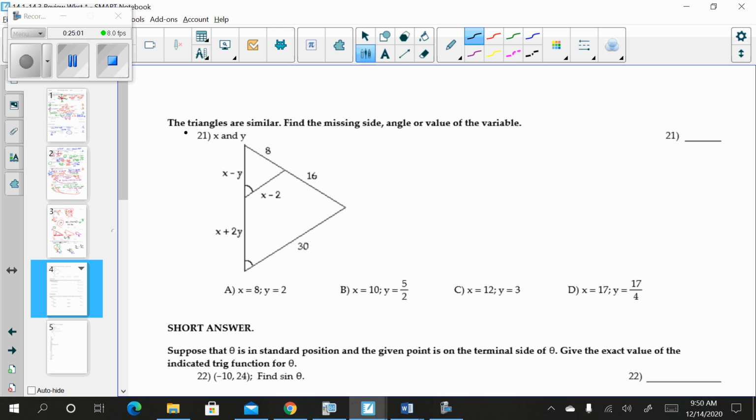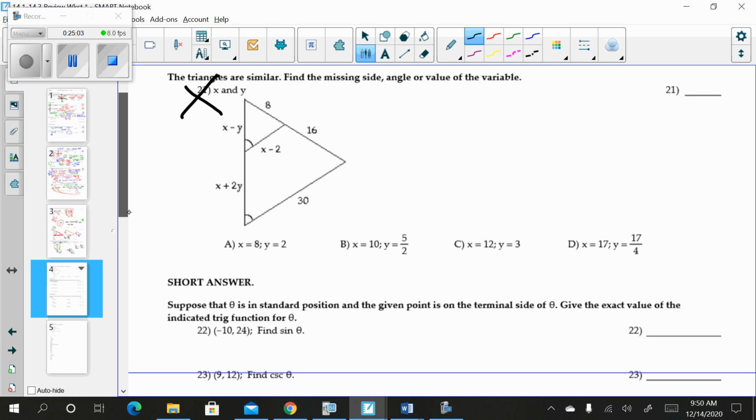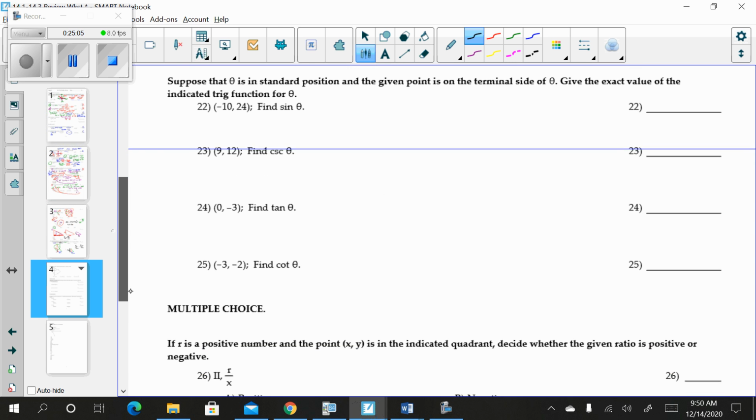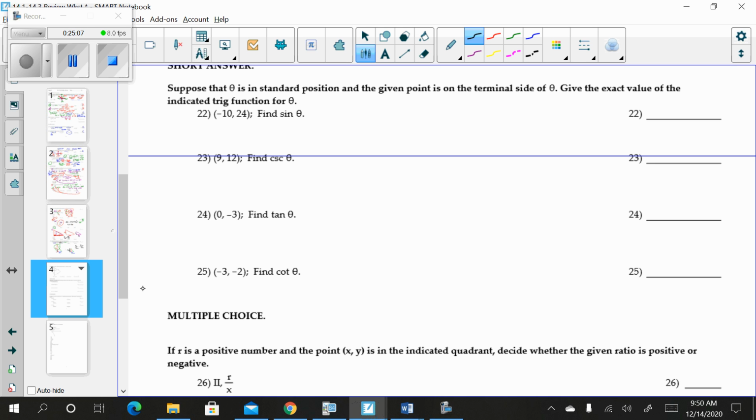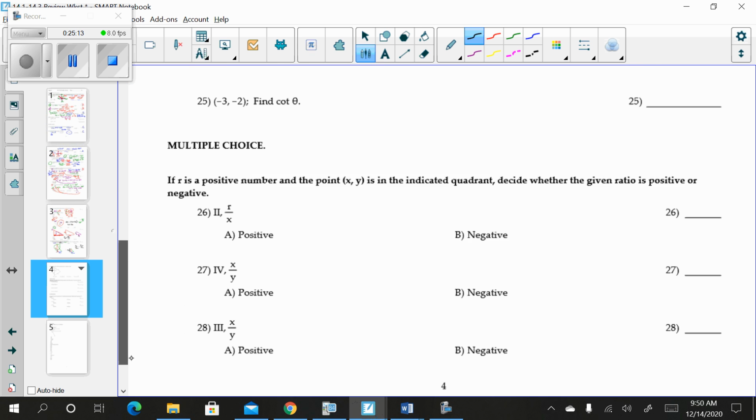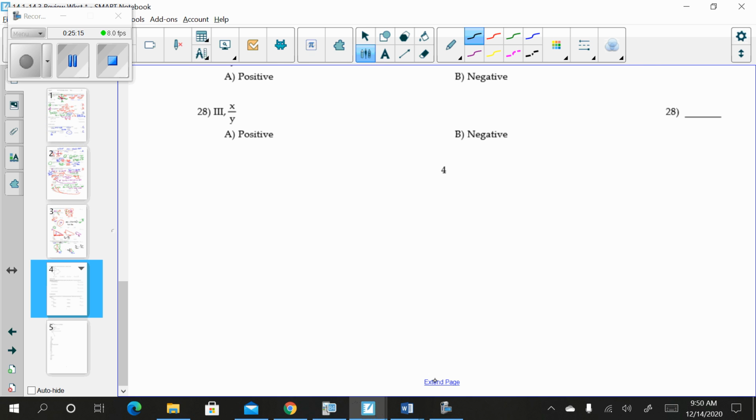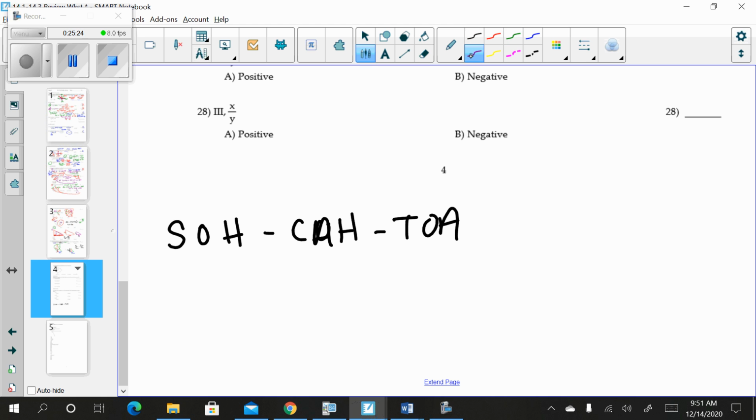We're going to go ahead and skip number 21. We're not going to worry about that one. And I want to talk about the SOHCAHTOA ratios for this last part. Make sure we talk about a couple of these. You're going to have your list for sine, cosine, tangent, and cotangent, making sure you know what those are. I'm going to jump down here and just write my little SOHCAHTOA reminder. So if we think about what the ratios are, just a quick review of that.